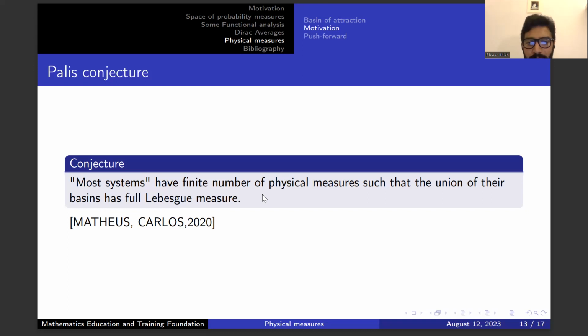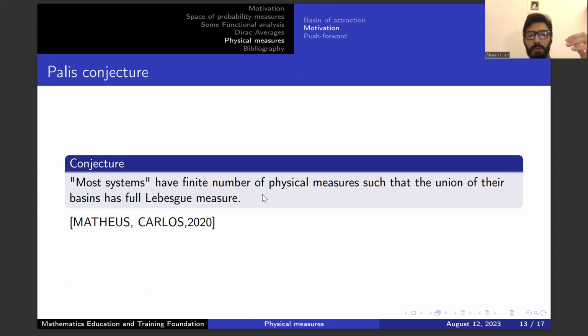Well, I wouldn't go to explain "most systems" because I need further tools. But for the moment, you can think of it as the English word "most." So most systems have a finite number of physical measures such that the union of their basins has full Lebesgue measure. From the very beginning, to describe the orbit, we need a tool. This tool is the physical measure. Now this conjecture is telling us that most systems have a finite number of physical measures.